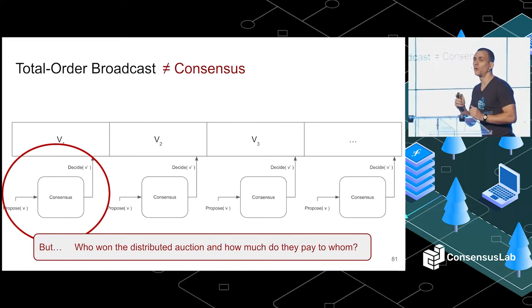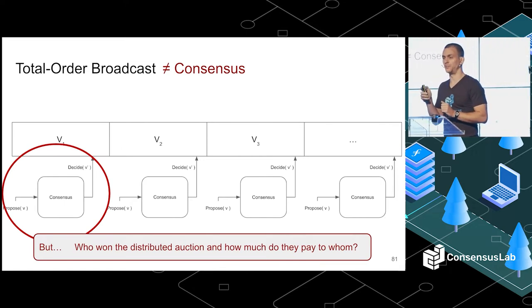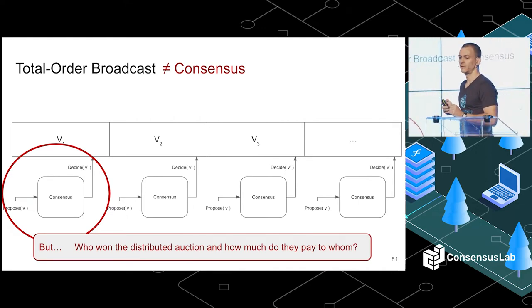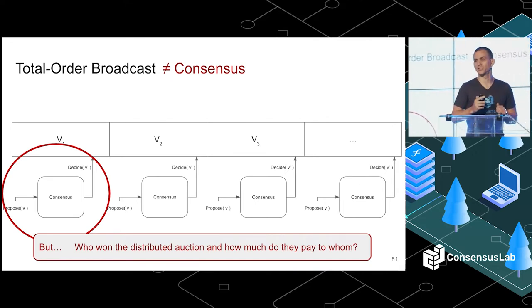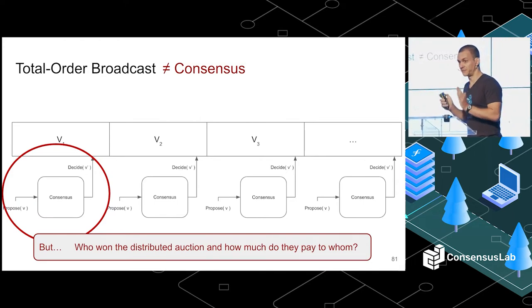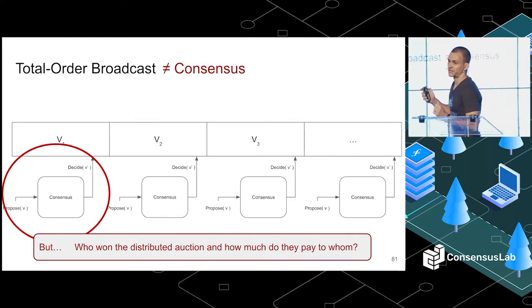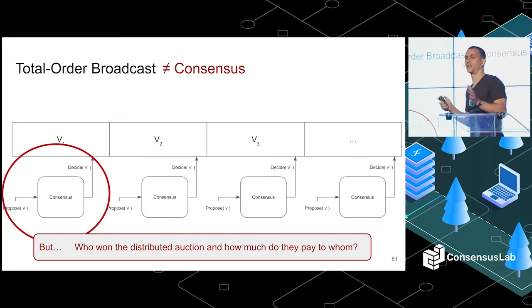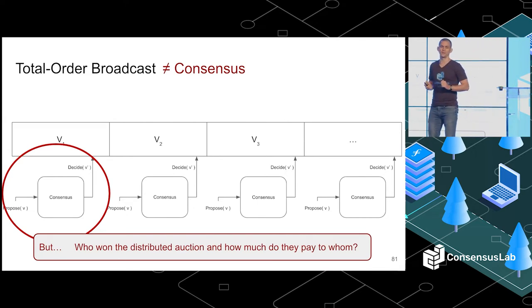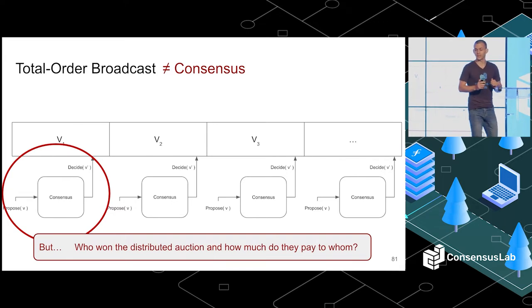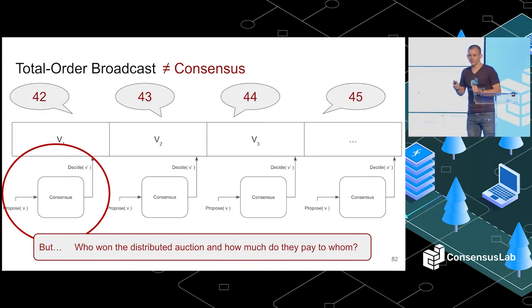So in order to order, for example, the bids in a distributed auction, we need to solve total order broadcast, or atomic broadcast, which is not the same as consensus. It is, in a way, equivalent to consensus, in a way that is very well defined: it is equivalent because it can be implemented using infinitely many instances of consensus, and so on. But it's not the same thing. So we can order values, but who won the distributed auction, and how much money do they pay to whom? What we can get from total order broadcast is a totally ordered bunch of values. That's nice. We might decide which value goes first, but it doesn't really tell us what we want to know.